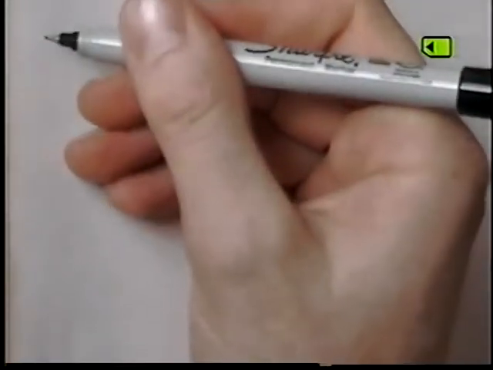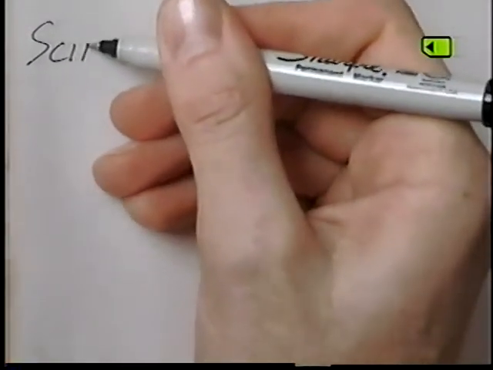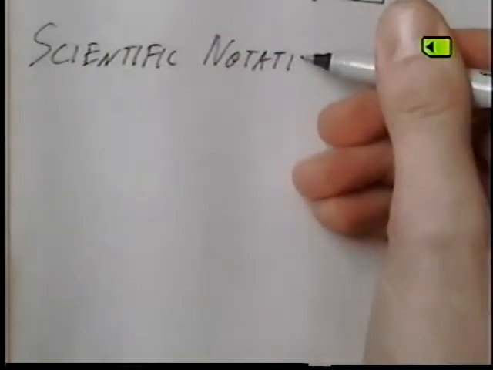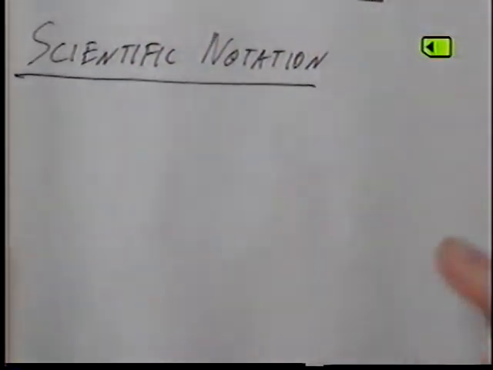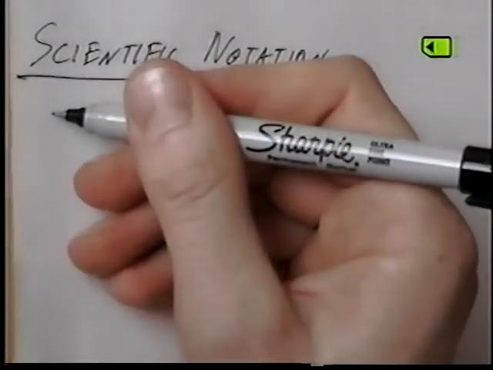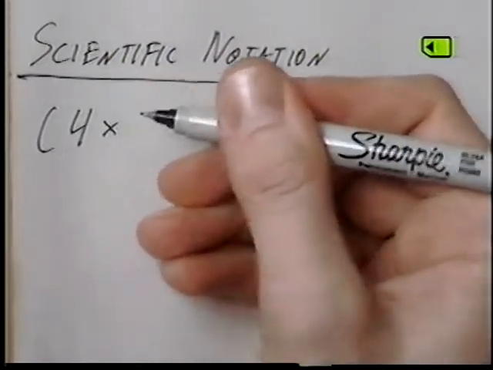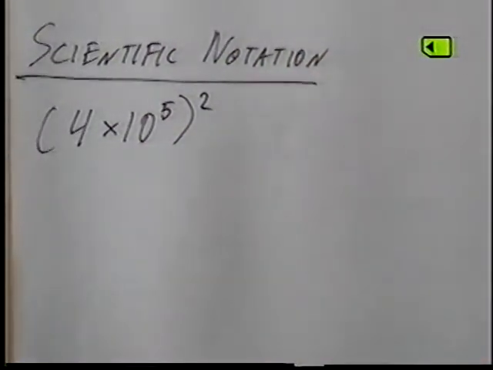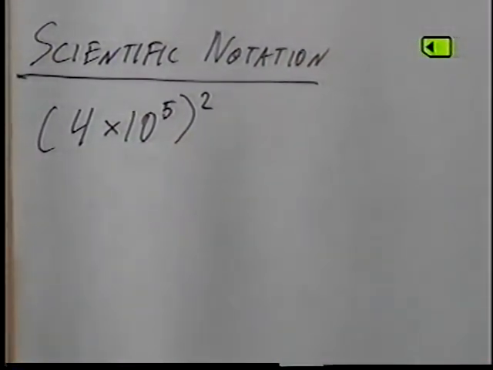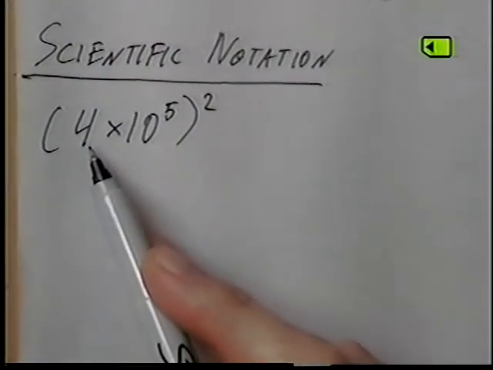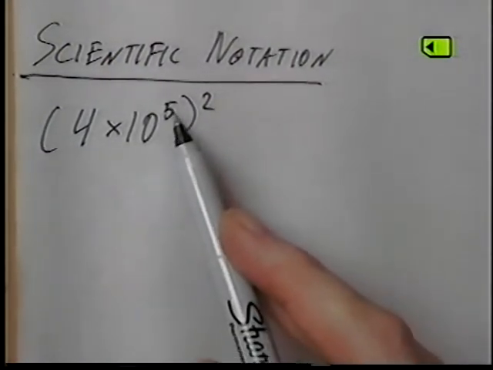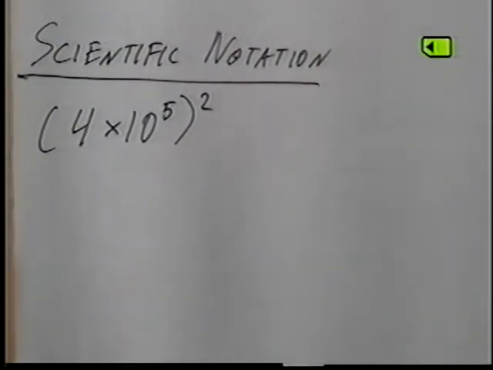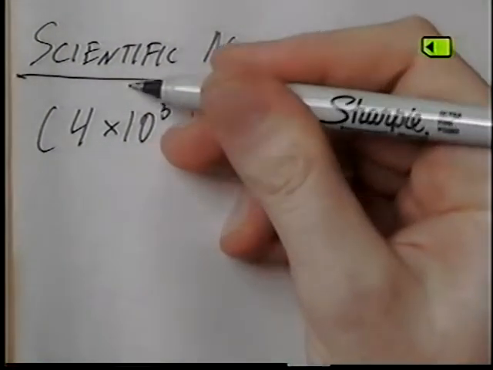The next part of the notes is titled Scientific Notation. First question, inside parentheses is 4 times 10 to the 5th power raised to the 2nd power. Again, scientific notation is a number less than 10 times 10 to some exponent. This time we have an extra exponent on the outside of parentheses.